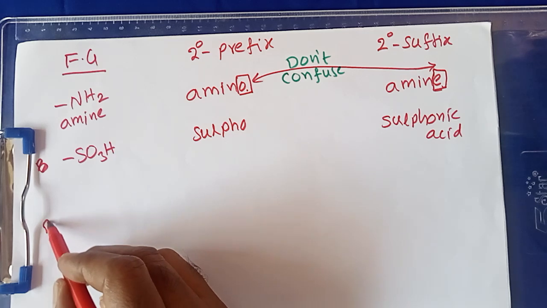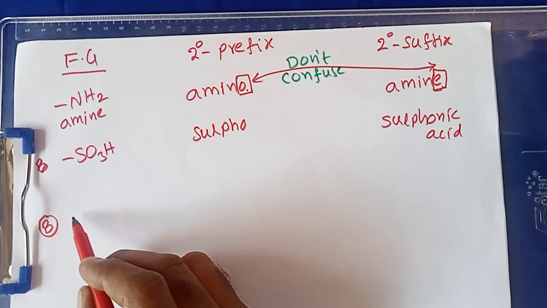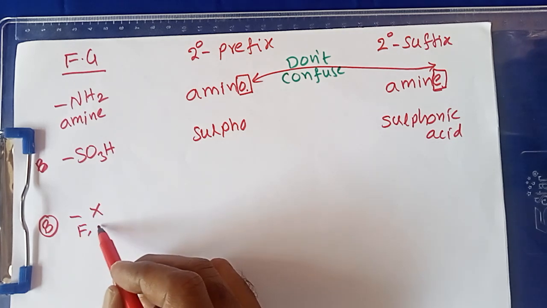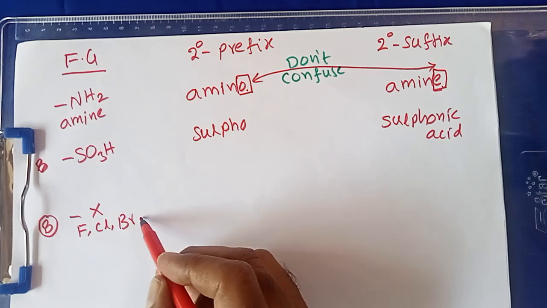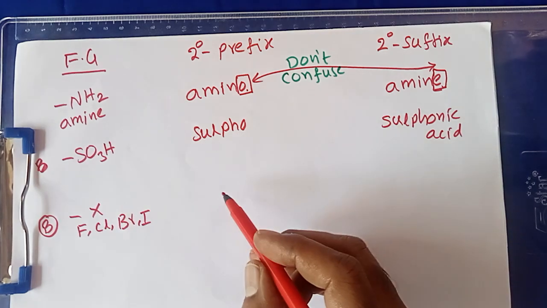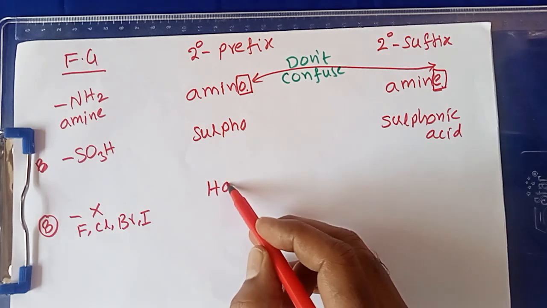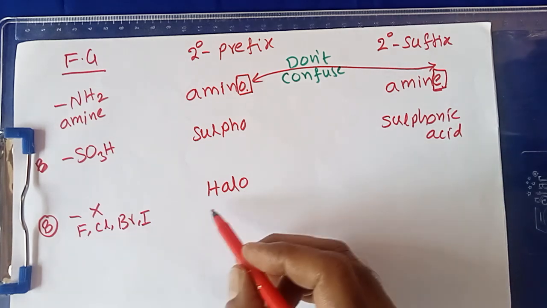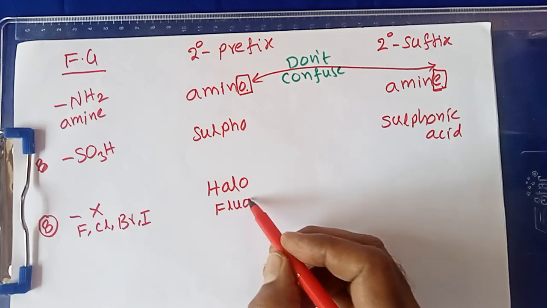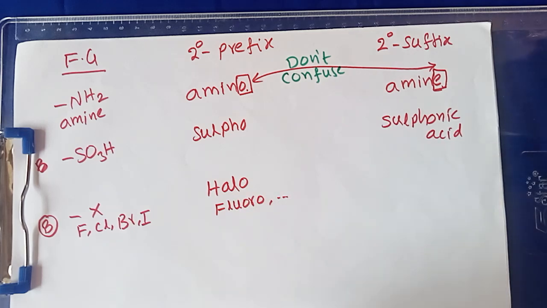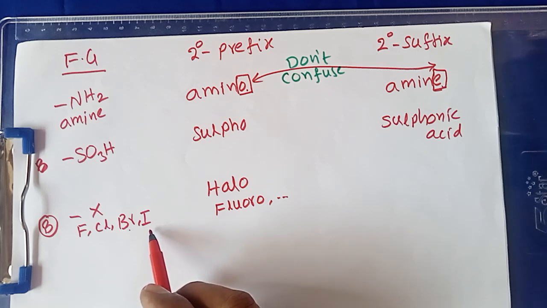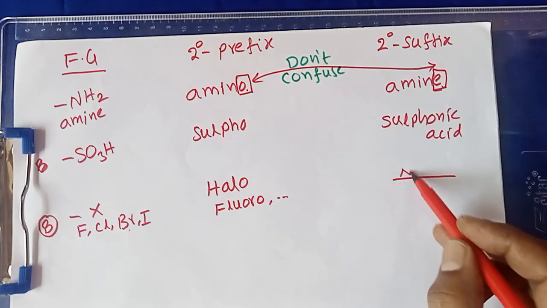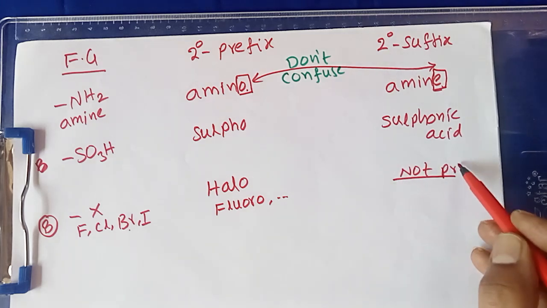Your next B type functional group means, for example, if you take the X, it is also a functional group, halogen. Which elements are present? Fluorine, chlorine, bromine and iodine. For this one, the secondary prefix is halo. For example, if F is there, fluoro, chloro, bromo, iodo, etc. Secondary suffix is not present. Very important. Not present.